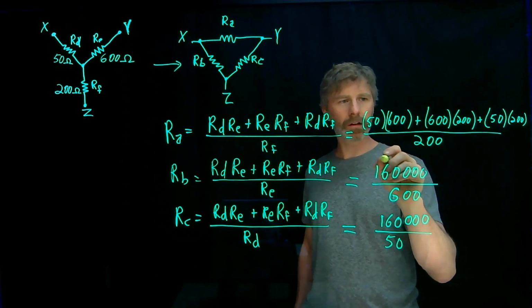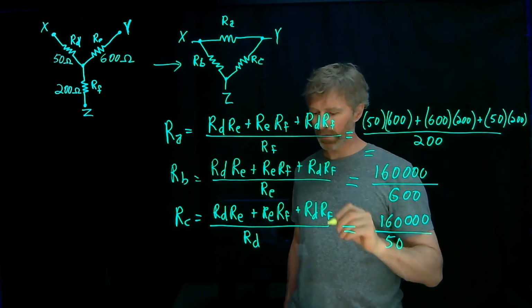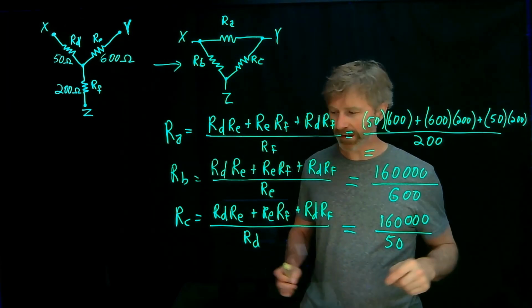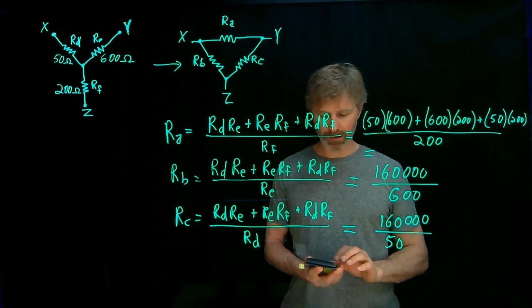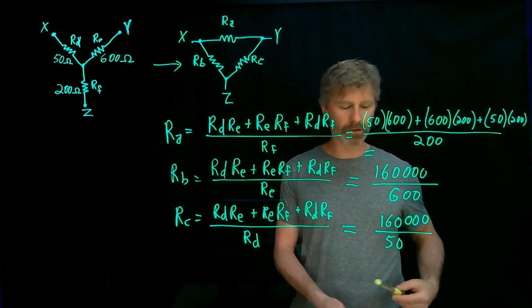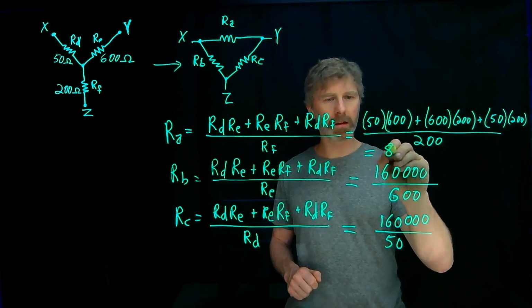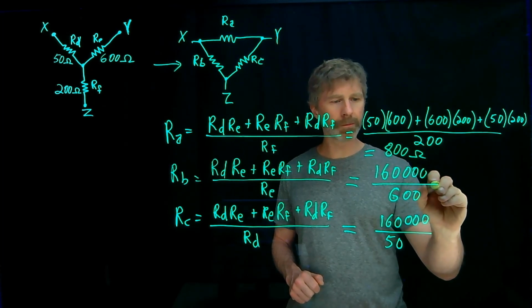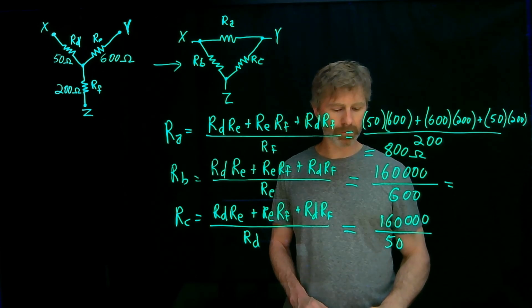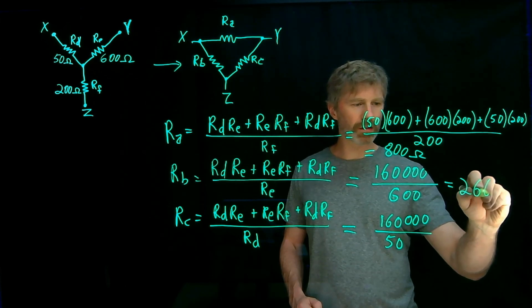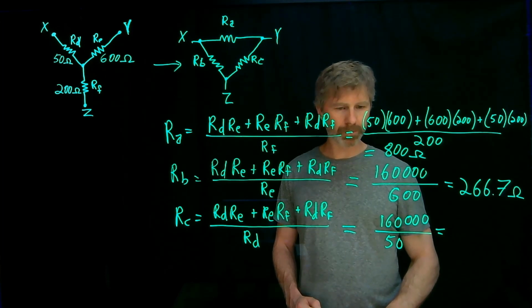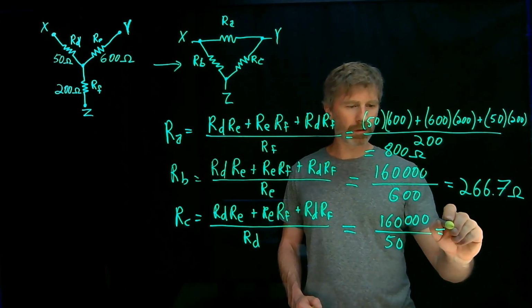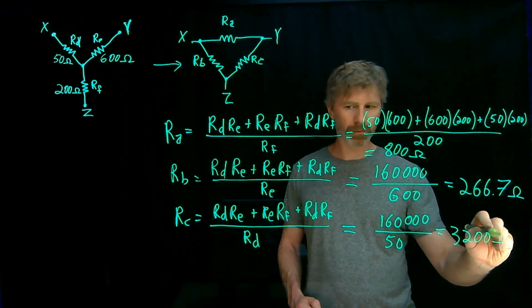So if I plug these numbers into a calculator, which I haven't actually done yet, I will get 160,000 divided by 200 gives me 800 ohms for RA. 160,000 divided by 600 gives me 266.7 ohms for RB, and 160,000 divided by 50 gives me 3,200 ohms for RC.